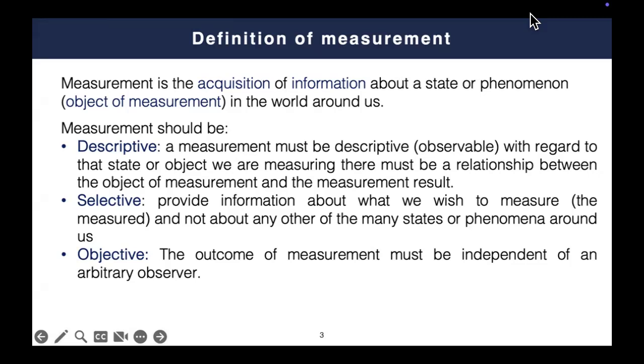And thirdly, it should be objective. What I mean here by objective is that it should be independent of the observer. For example, if I pick 2 different sensors or 2 different instruments, or even the same instrument monitored by 2 people, they should arrive at the same value of temperature. So this is an objective characteristic of a measurement. Generally, a measurement should be descriptive, selective, and objective.